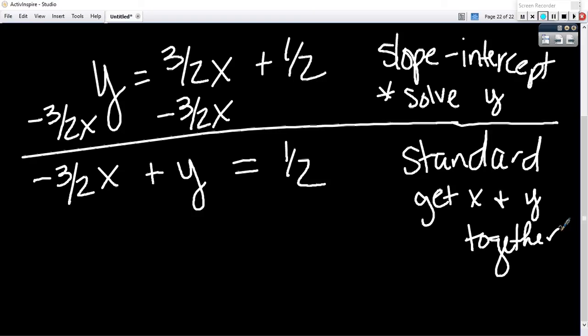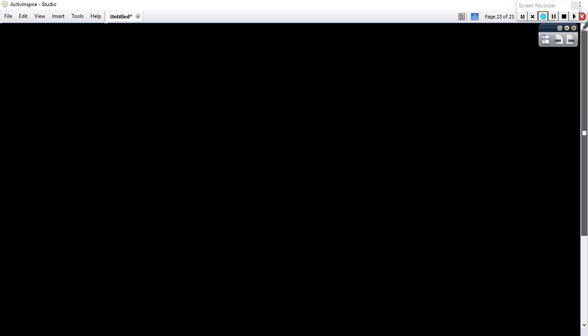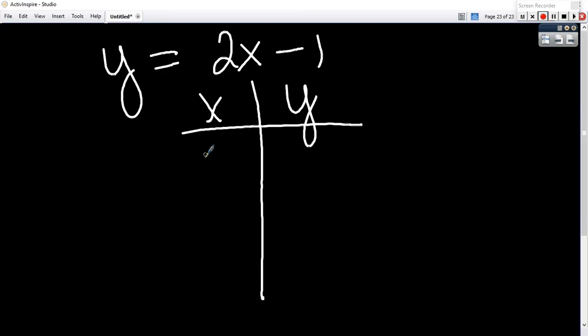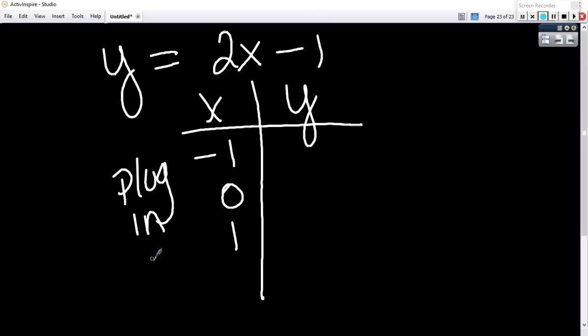Tell me this, if we figured out this equation, and let's do a little bit easier equation to start with. Let's say I had y equals 2x minus 1, and I asked you to fill in the t-chart. How do you do that? What do you do? You plug in each one of these here to find y. Okay?